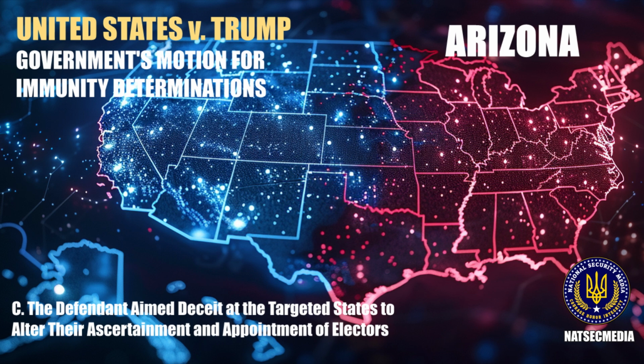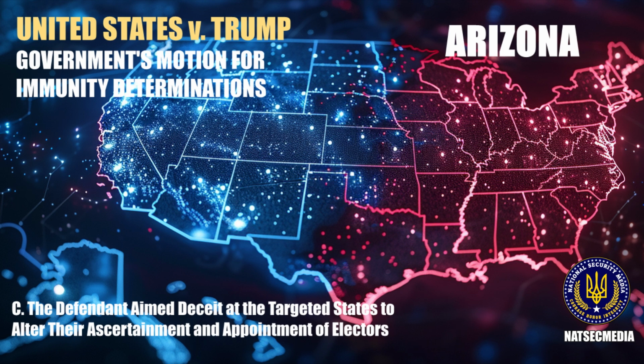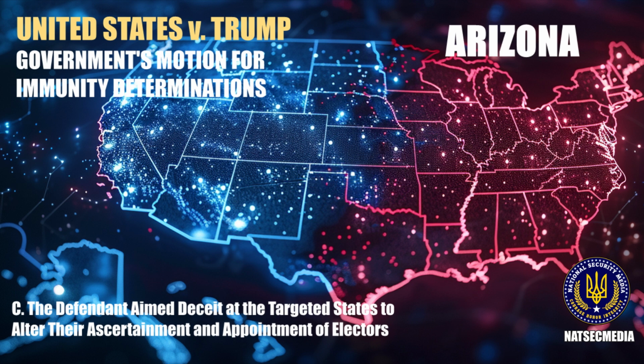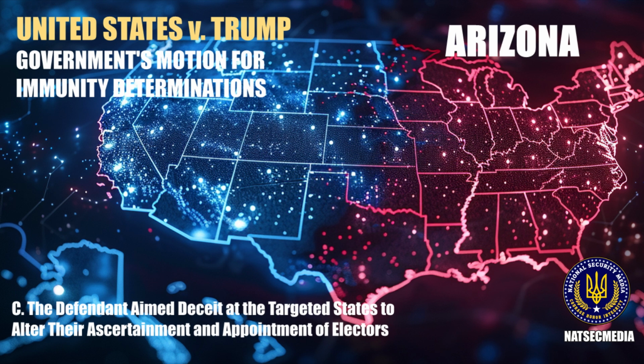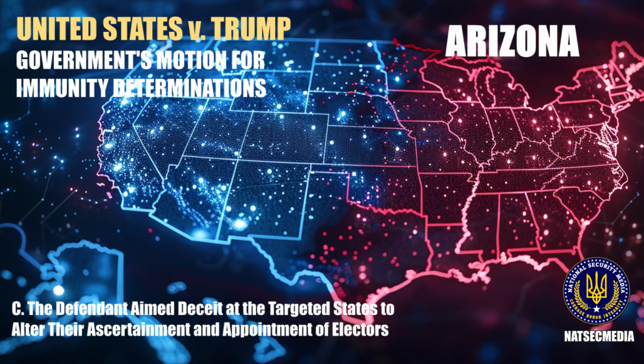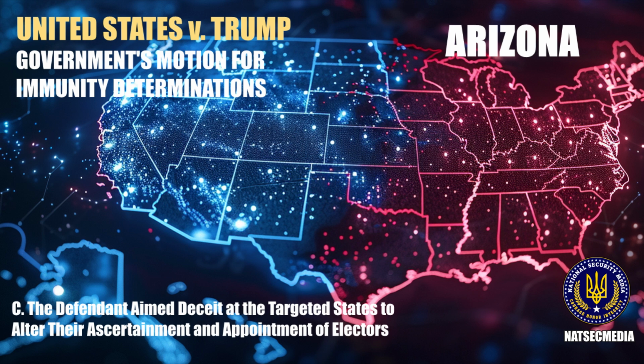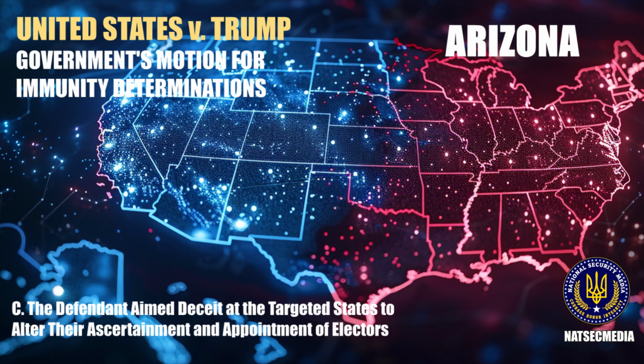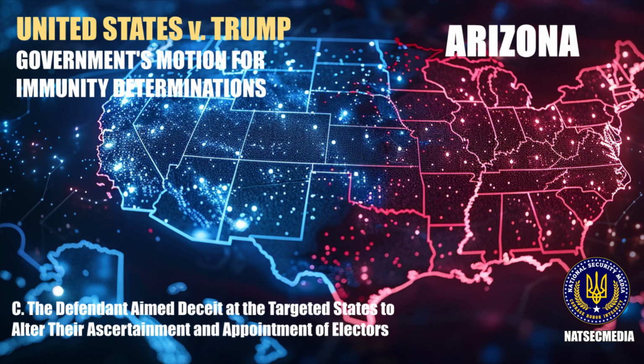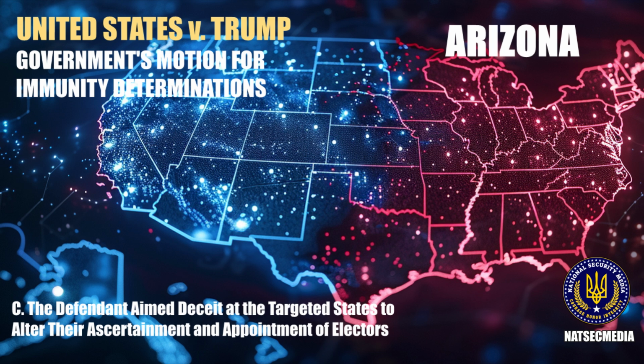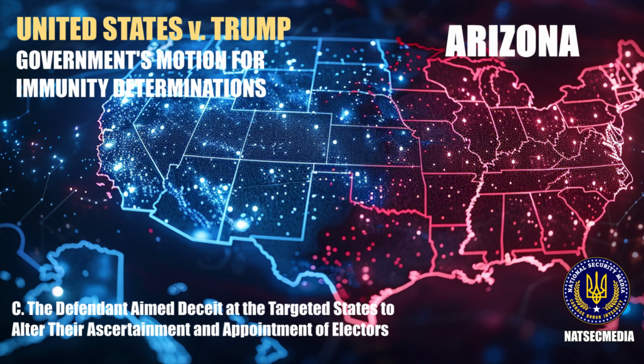The defendant and co-conspirators also attempted to use false fraud claims to convince political allies in the Arizona state legislature to ignore the popular vote and appoint illegitimate electors. On November 22nd, the defendant and Giuliani called Rusty Bowers, the Speaker of the Arizona House of Representatives.